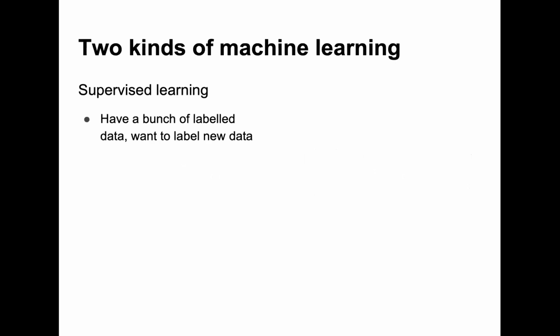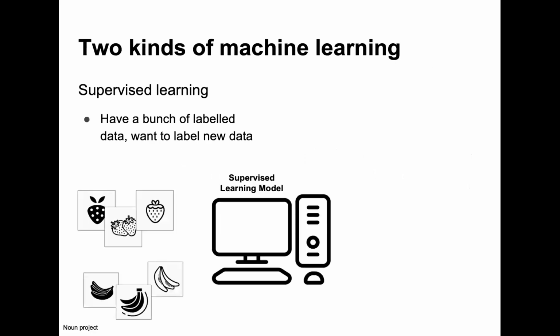And oftentimes when people talk about machine learning, they'll break it down into two kinds of categories. The first one is supervised learning. So supervised learning is this problem where you have a bunch of labeled data and you want to label some new data. A classic example of this might be you have a bunch of images of different kinds of fruit, and maybe you use them as input to your model, and you know ahead of time that this is a strawberry.